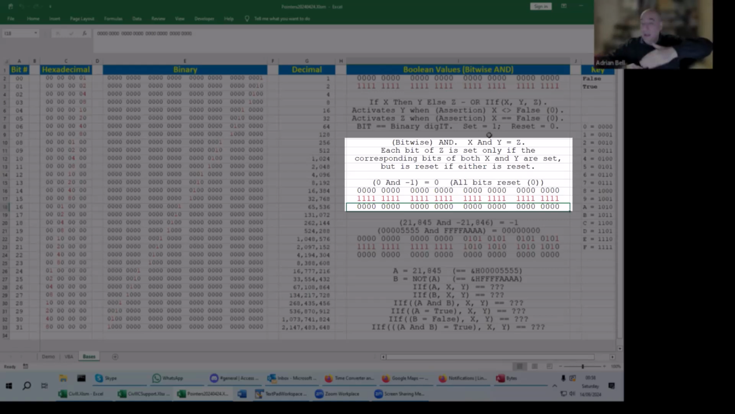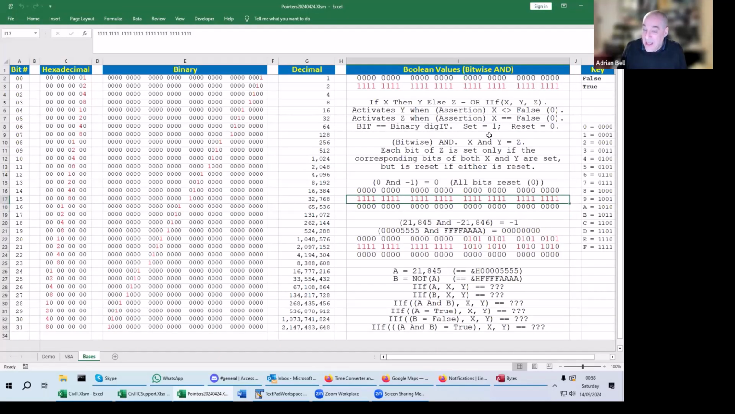So if you say, is something false and true? If something is false and something is true, what is the result of ANDing those together? Well, clearly it must be false, because they're not both true at a basic Boolean level. But what we have to remember, and what we'll get into a bit more in a minute, is that this works on every single bit of the value.